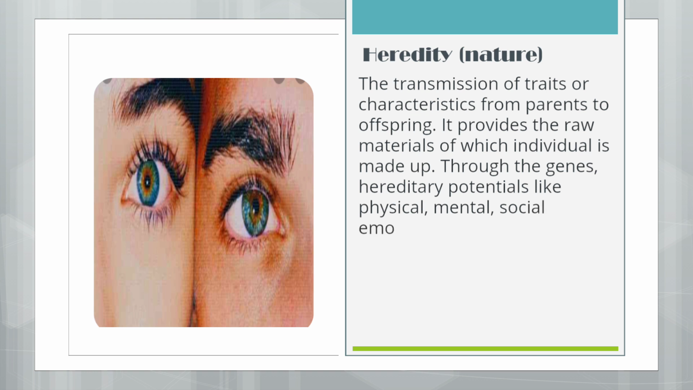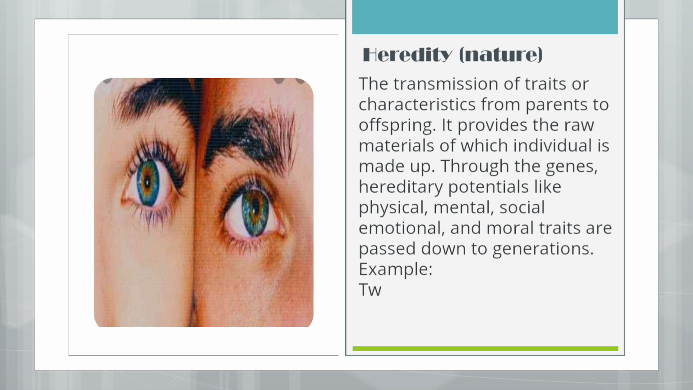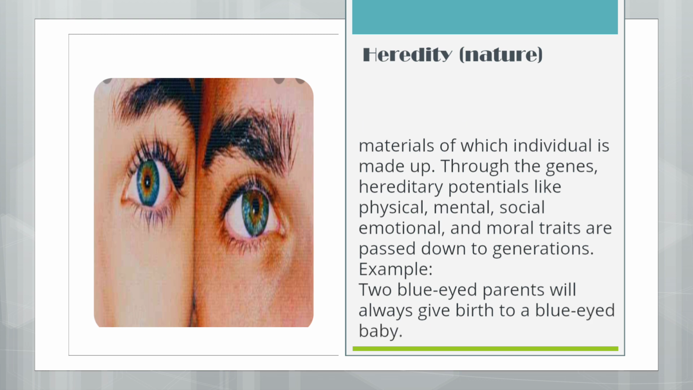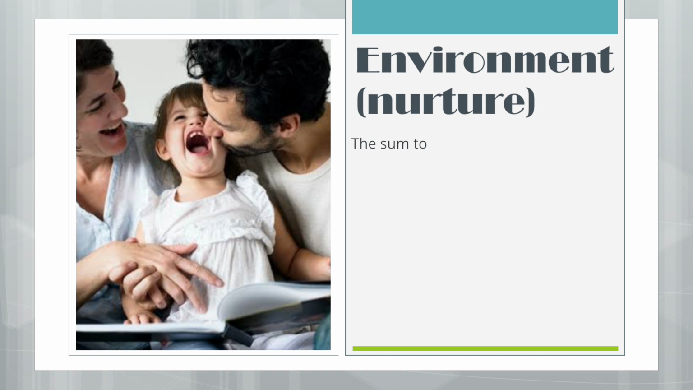One example for this will be two blue-eyed parents will always give birth to a blue-eyed baby. So as you can see in the picture, the mother and the father both had blue eyes, so it is expected that their baby will be blue-eyed too. So that is heredity. Now, second is environment, or we call this nurture.